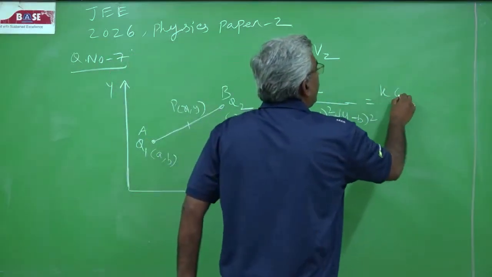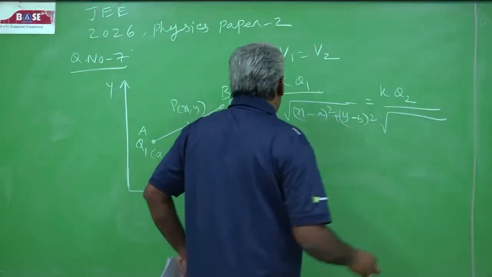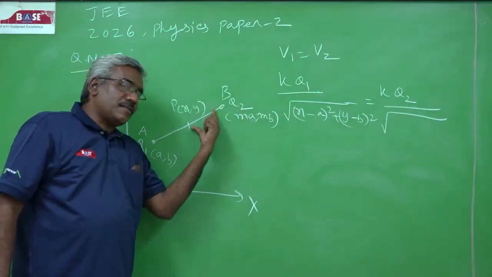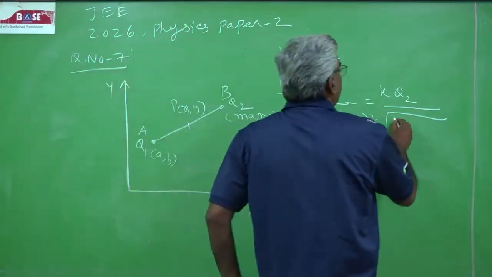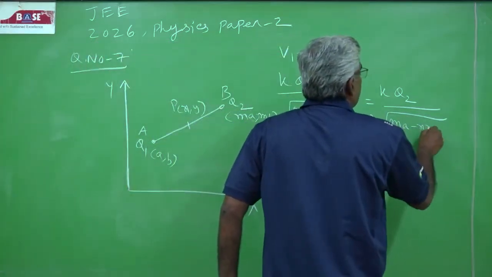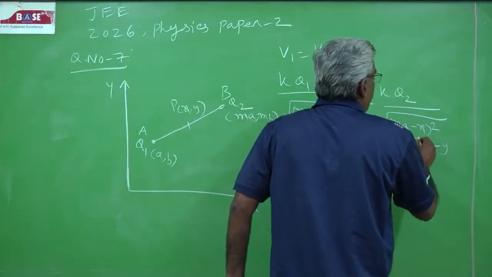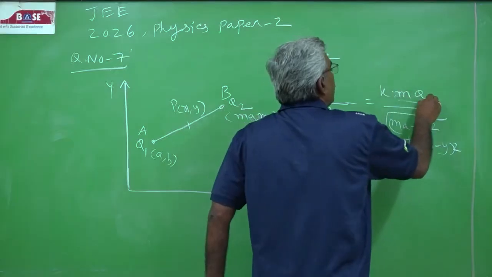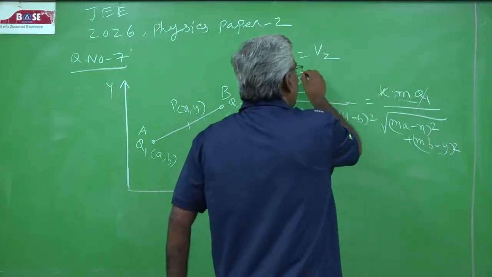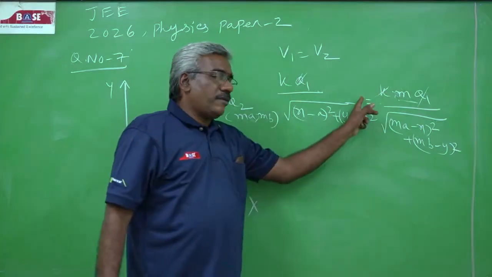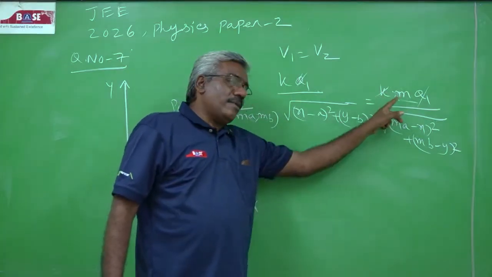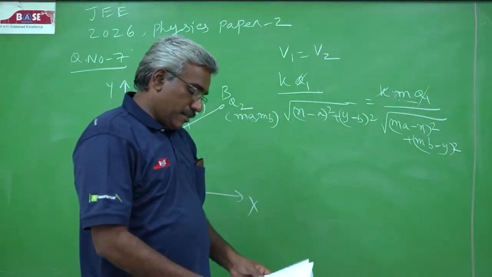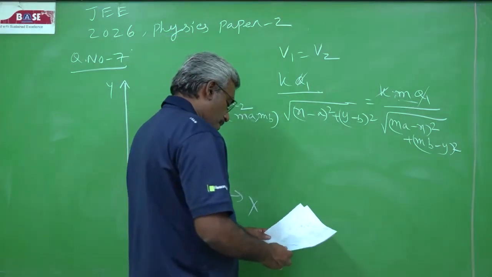is k into q2 by under root of (ma minus x) whole square plus (mb minus y) whole square, the distance. But q2 is equal to m into q1. So q1 gets cancelled, k and k get cancelled. I think we can square on both sides. M square will come. You can do the cross multiplication. So the equation that you are left with is this equation.